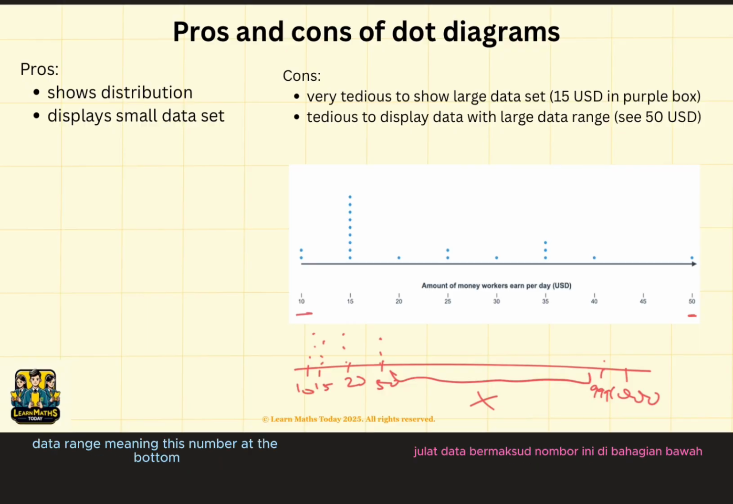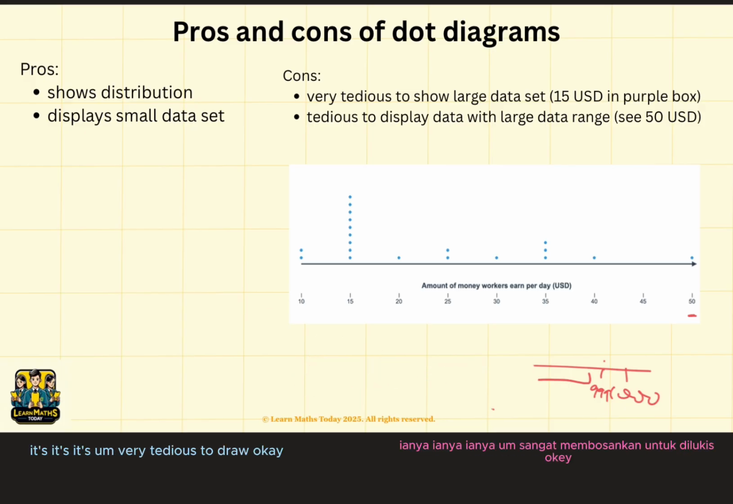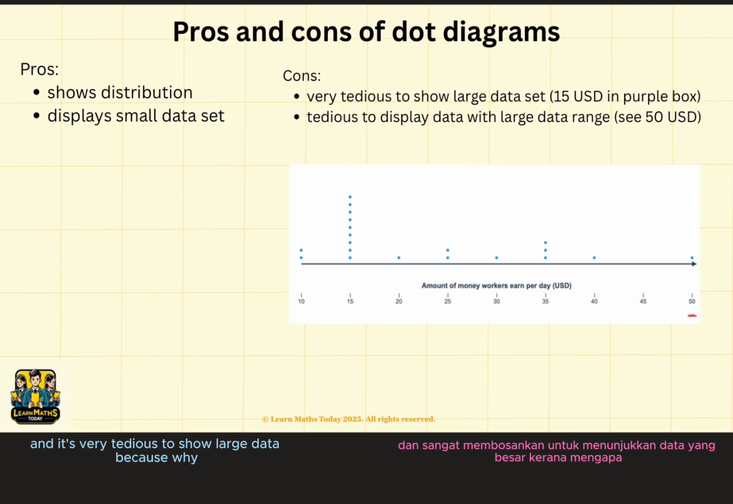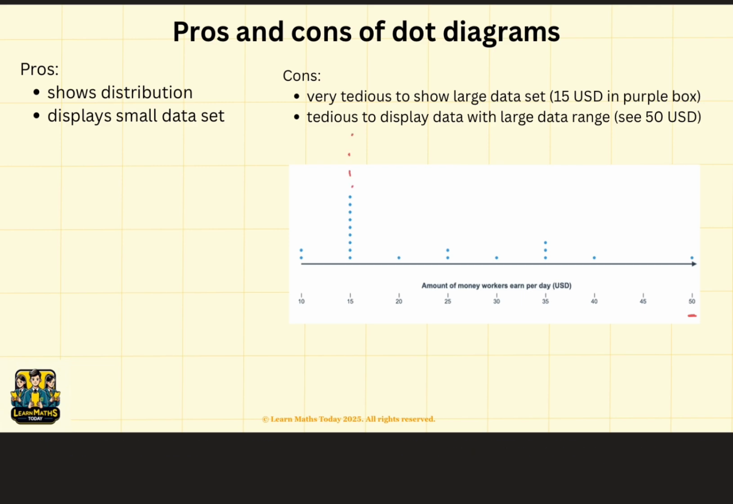Data range means the numbers at the bottom. If the range is too large, you cannot do it. It's very tedious to draw. And it's very tedious to show large data, because imagine I have 50 dots here, too many to draw. I cannot ensure equal spacing. It's very difficult to draw. So that's the cons of it.